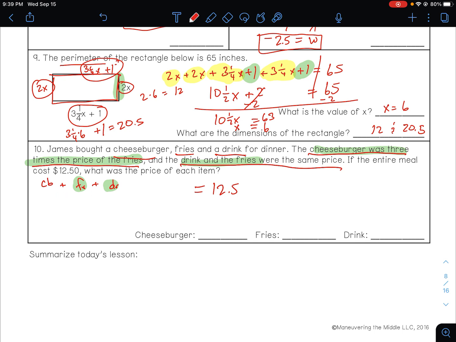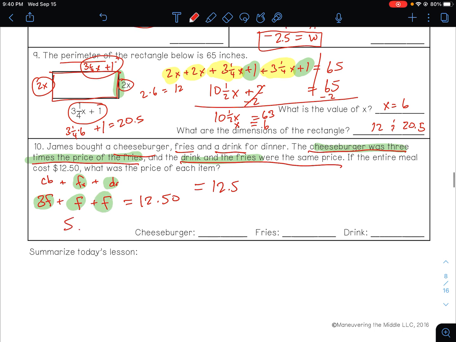So we could use the fries as our variable price, F, plus the drink price, which is the same as the fries. So we could say that's also F. And the cheeseburger is 3 times the cost of the fries. So that's 3F. If you add that all together, you should get 12.50 or 12.5. Let's add our like terms. That's 3F plus F, which is 1F, plus 1F again. That's 5F, equals 12.50.